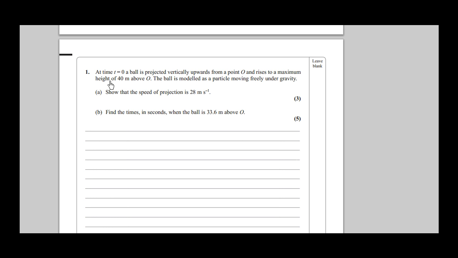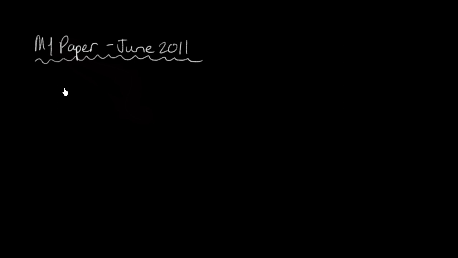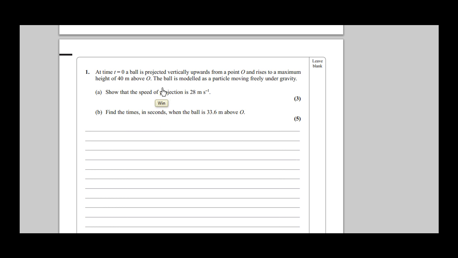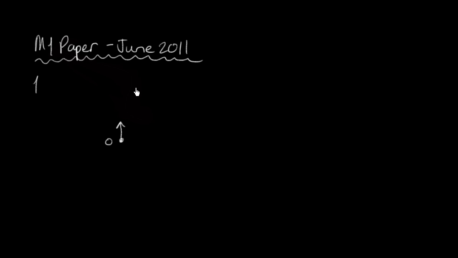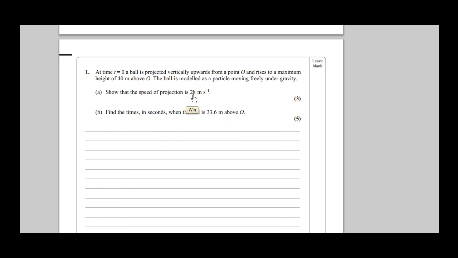First one is a projectiles question. It says at time t equals 0 a ball is projected vertically upwards from a point O and rises to a maximum height of 40 meters above O. So I'm gonna draw that here. This is question 1. You have a ball here at point O and it's projected upwards. We don't know the speed, but it reaches 40 meters above O. That's the maximum height. Show that the speed of projection is 28 meters per second.